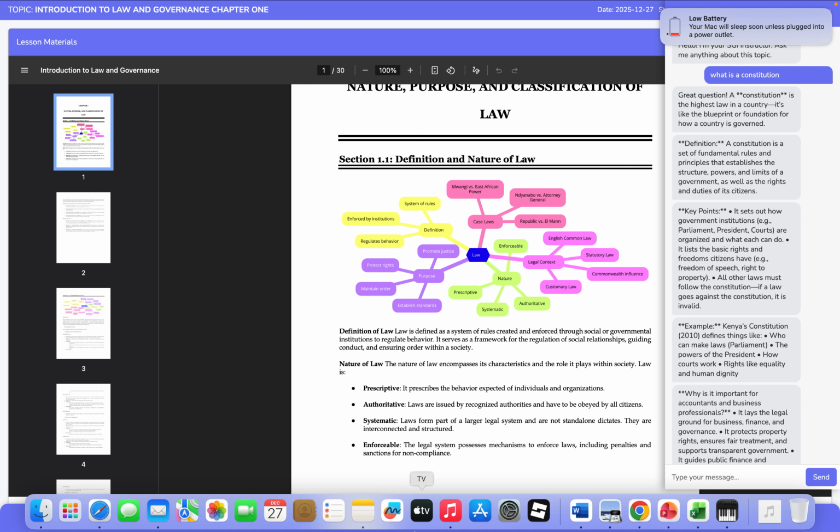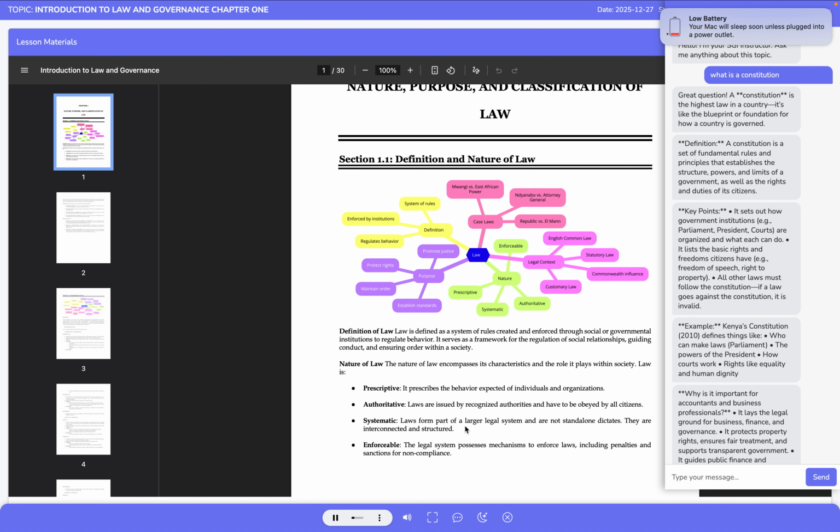For accountants and business professionals, law creates the certainty needed for transactions, reporting, and enforcement of rights and obligations. This definition emphasizes that law is systematic, authoritative, and designed for social regulation.